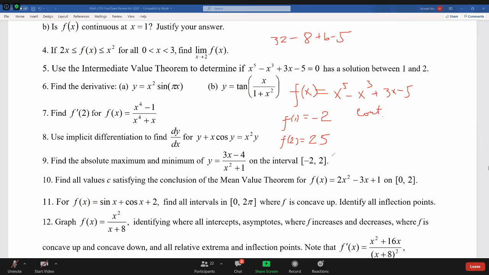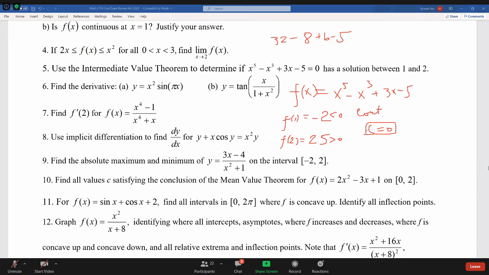Good. Now this is negative, right? And this is positive. So now you can pick one, c equal to 0. 0 is between negative 2 and 25, because negative 2 is less than 0, and 0 is less than 25, right? So by IVT, there's a root.